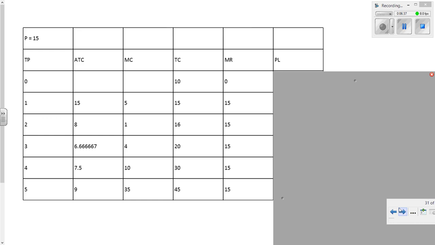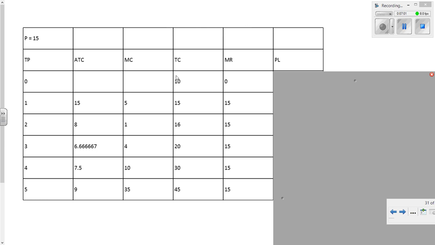So go ahead and use the marginal revenue equals marginal cost method to calculate the profit or loss for this firm at price point 15. Go ahead and pause the video and figure this out. Assuming you've paused the video and calculated it, let's go through the answers.